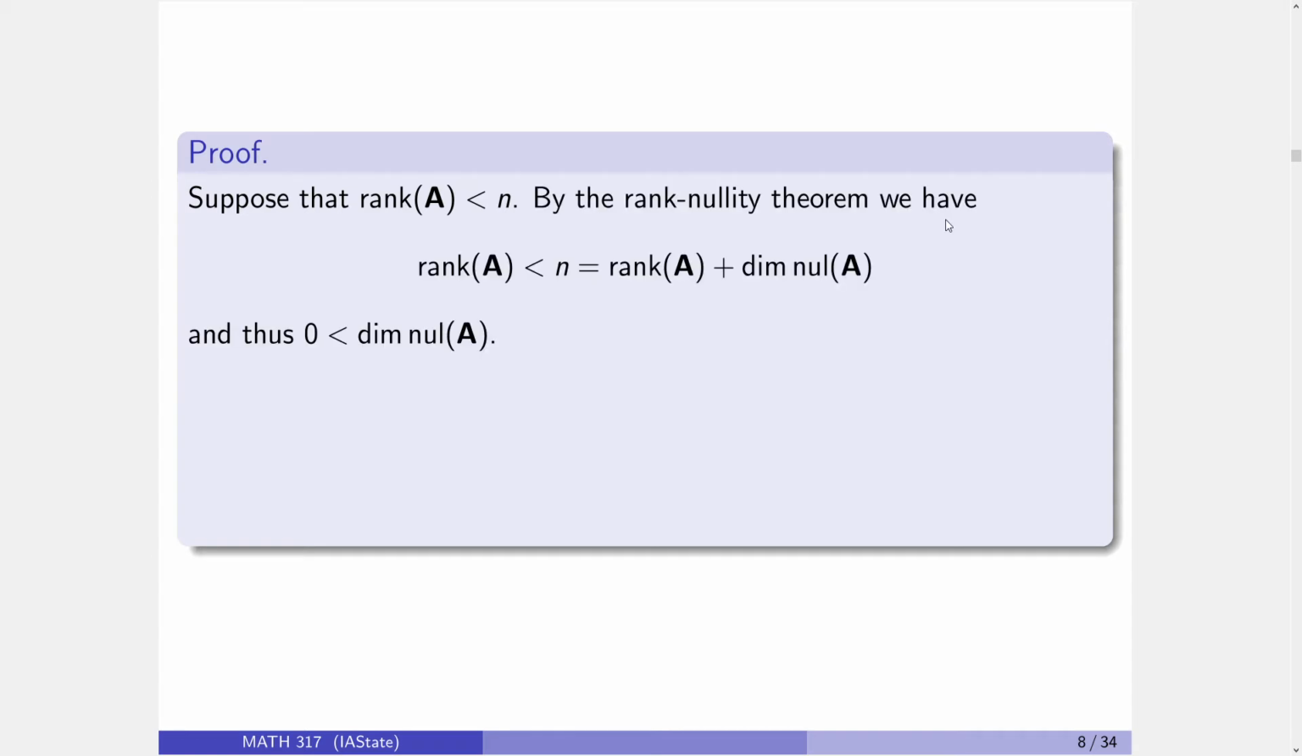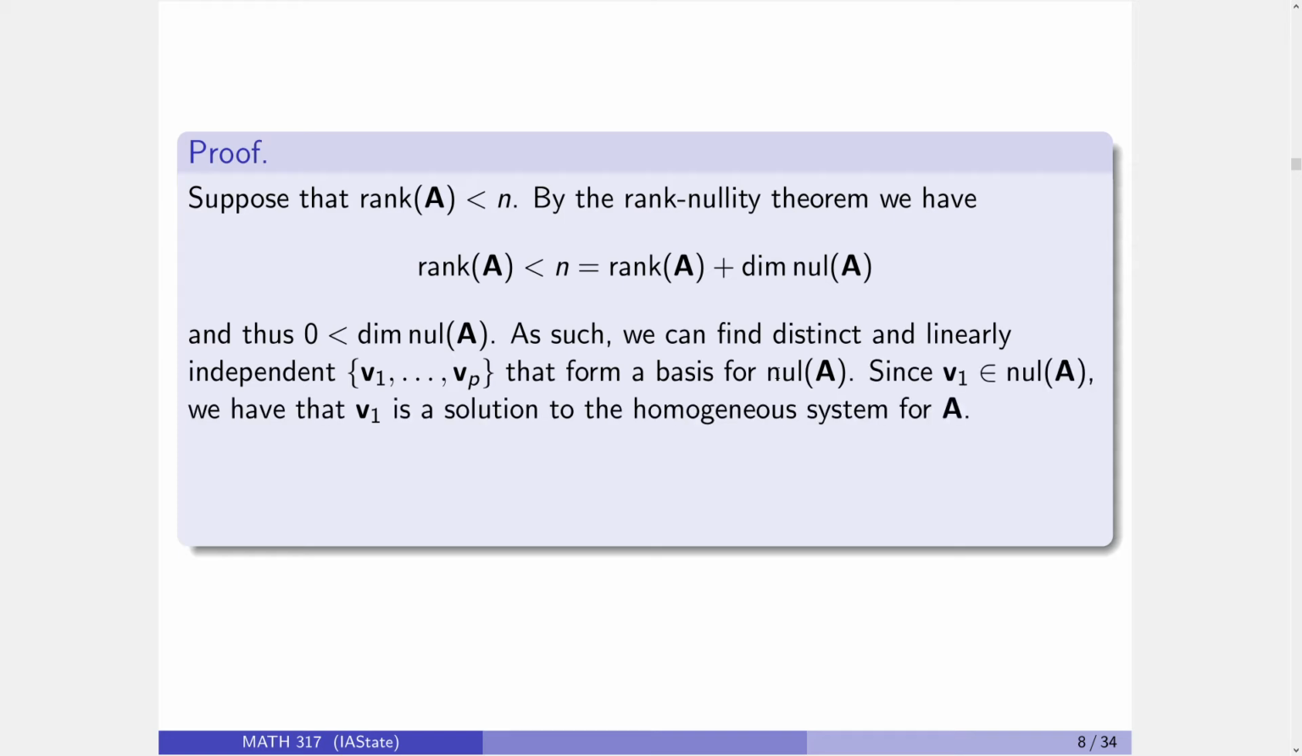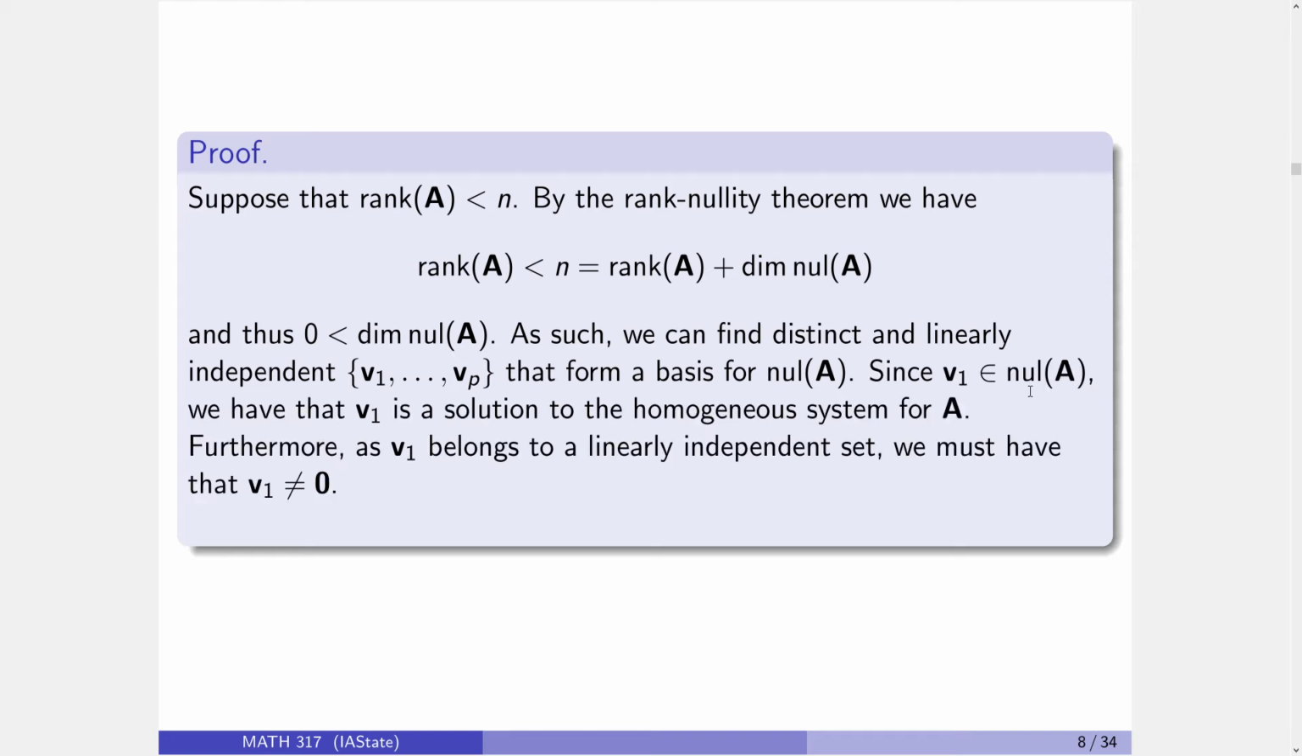Well, by the rank-nullity theorem, we have the following. The rank of A is strictly less than n, but n is equal to the rank of A plus the dimension of the null space. Subtract these off, and we get that the dimension of the null space is strictly positive, so the dimension of the null space is at least 1, so I can find at least one non-zero thing in the null space. Anything in the null space is a solution, and it must be non-zero. Hey, a non-zero solution to the homogeneous system is now found. And there we go, it must be a non-trivial solution. Beautiful.